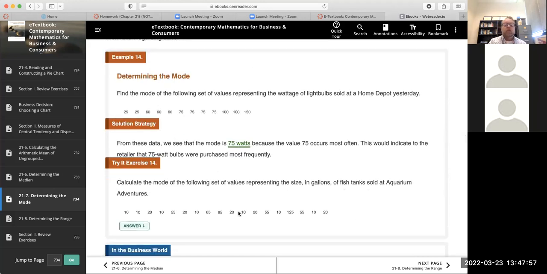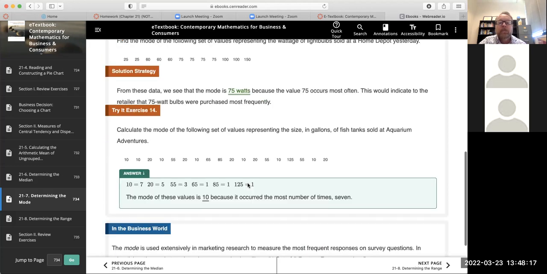Looking at the next set of numbers, you have 10, 10, 20, 10, 55, 20, 10, 65, 85, 20, 10, 20, 55, 10, 125, 55. If you count them all up, there's 1, 2, 3, 4, 5, 6, 7 tens. I think that's going to win. There's nobody else that's got 7. So 10 would be your mode because there are the most tens. That's all it is. In a set of numbers, what is the one that occurs most often? That is your mode. And that's pretty simple.